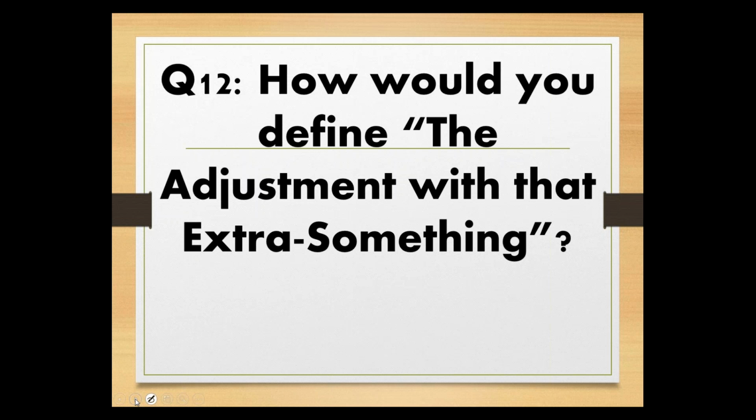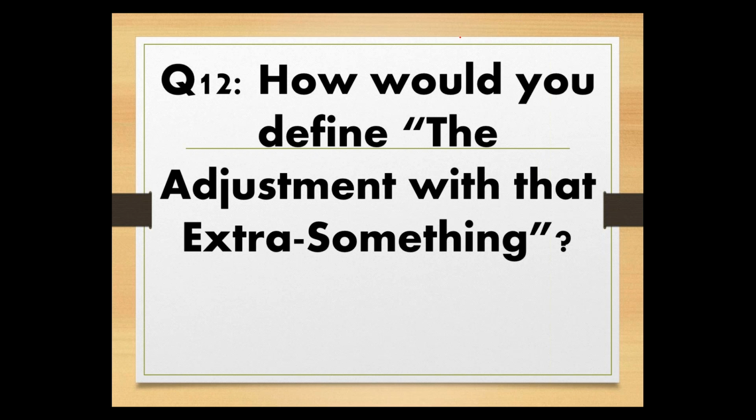So the main thing is to get everything in the right position so that we can get the least amount of force. Again, like we saw last week as we went through there, everything that we're doing in the patient positioning is really geared towards being able to use the least amount of force possible. So how would you define the adjustment with the extra something?